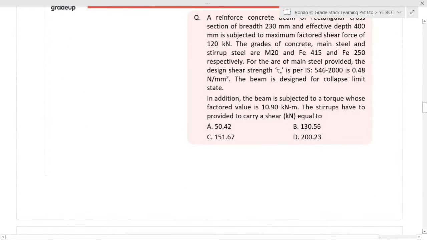Now in the next question, it is asked that the beam is subjected to a torque also, whose factored value is 10.9 kN per meter. So the stirrups have to be provided to carry a shear force of what? What is the equivalent shear force when the beam is subjected to torque as well? What is the shear force?